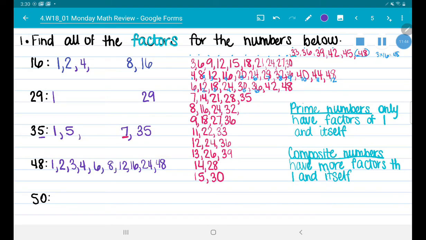So now I need to check 7. We got to 35. 7 more than 35 is 42. And then 7 more than that is 49. That skipped right over 48. So the next number I come to is 8. And we already have 8 listed as a factor of 48. So we know we're finished.